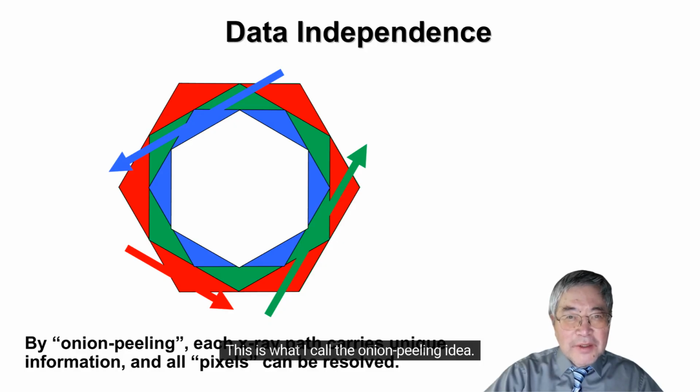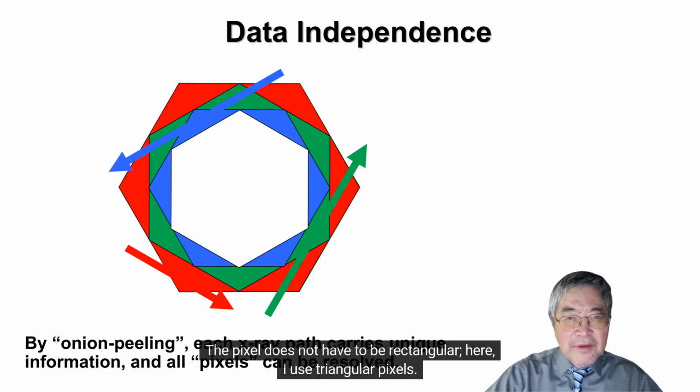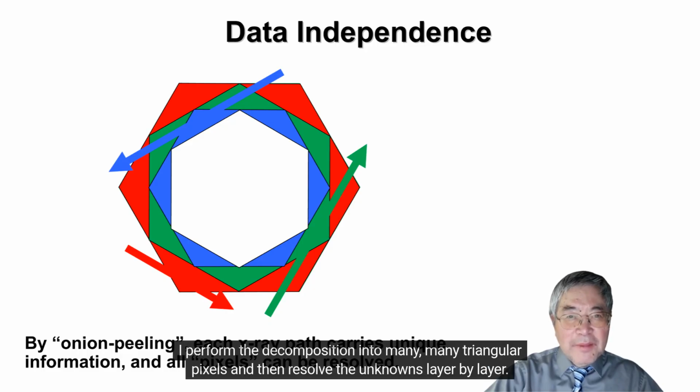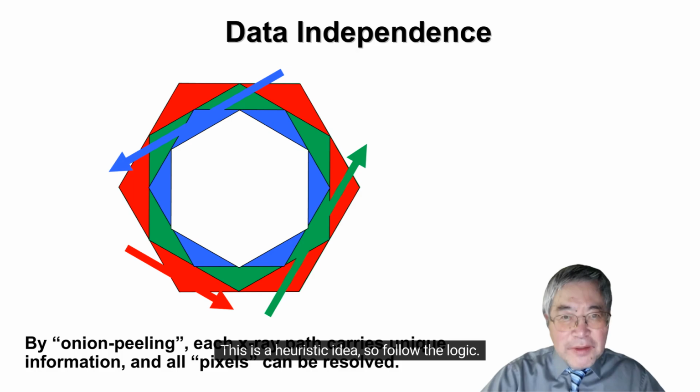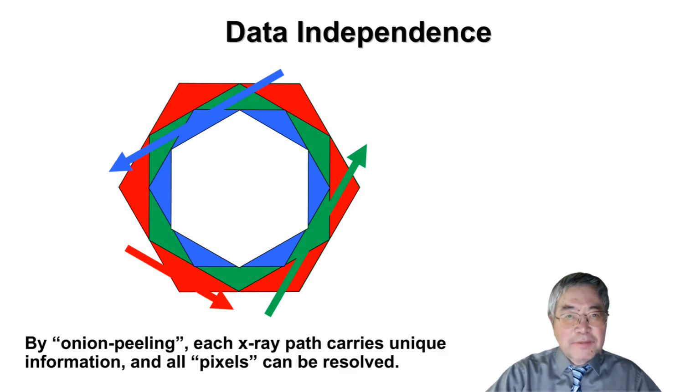This is what I call the onion peeling idea. Think of a picture and decompose it into a collection of pixels. The pixel does not have to be rectangular. Here I use triangular pixels. I perform the decomposition into many triangular pixels and then resolve the unknowns layer by layer. Start with the outermost unknowns represented as a right triangle. This is a heuristic idea, so follow the logic.